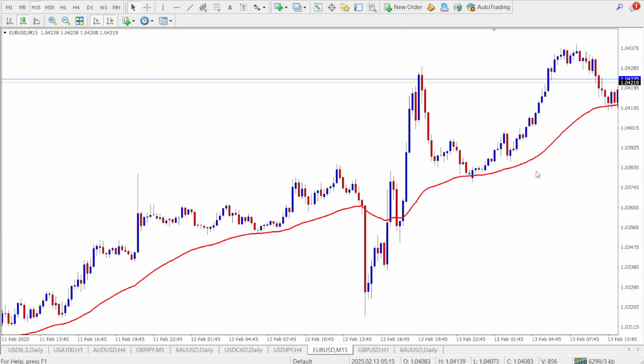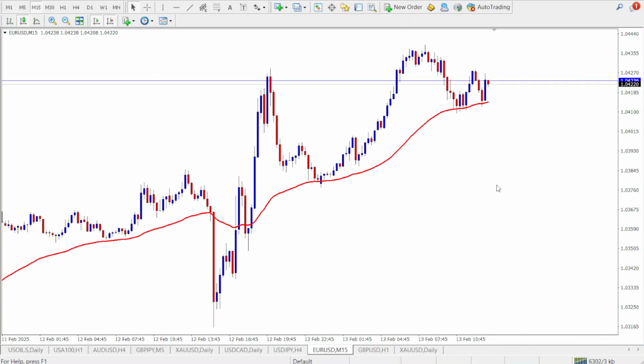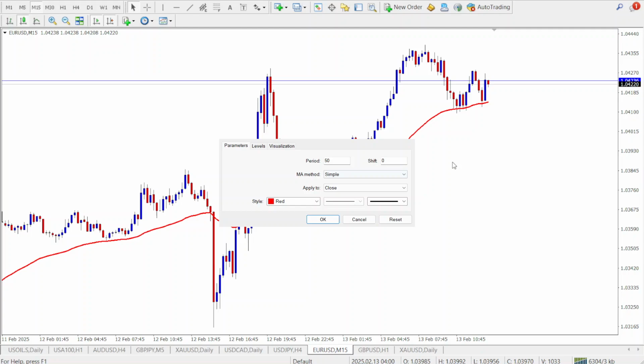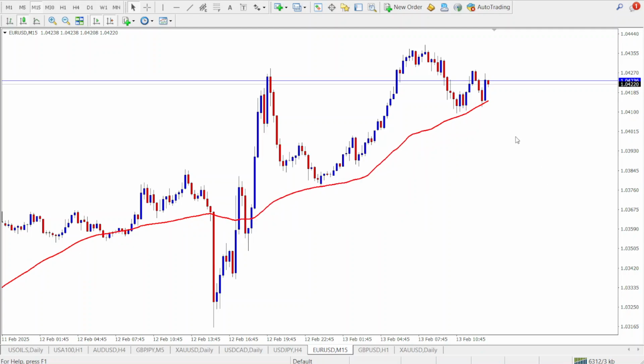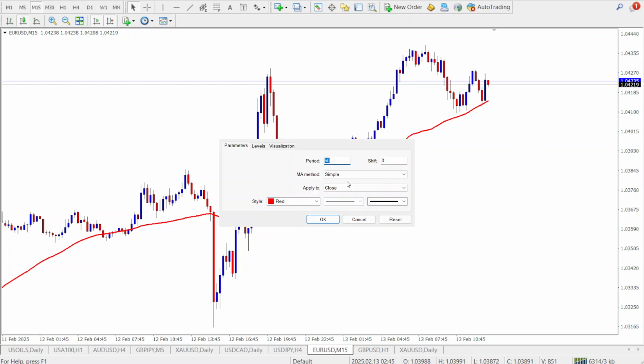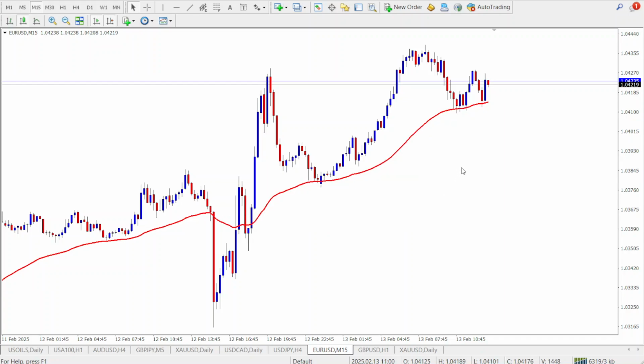So there are two main types actually. We have the simple moving average, which is a basic average of past price data. Basically, you can just change this to simple, and you have a simple moving average. And then we have the exponential moving average. Just change this back to exponential. The exponential moving average gives more weight to recent price movements.